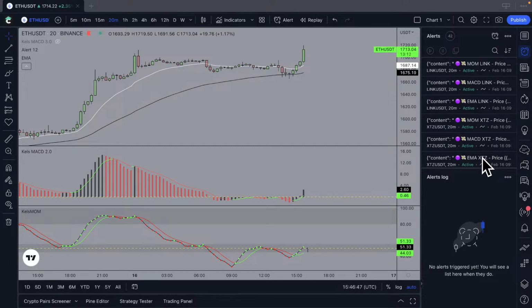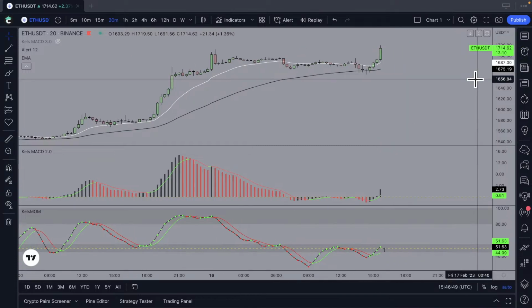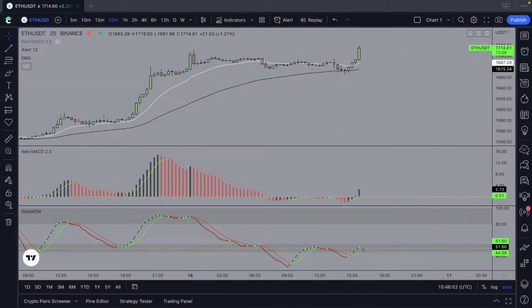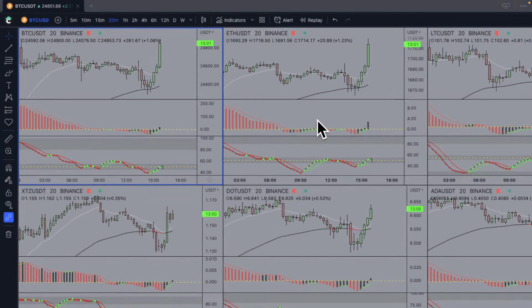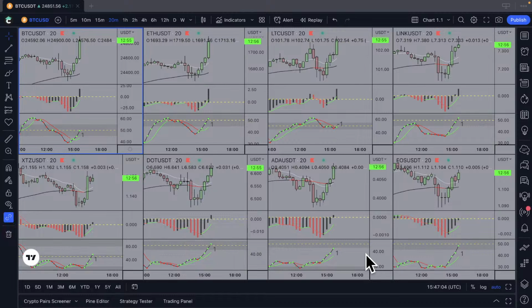We are going to do some live training using our signals, and we will walk step by step through them all. Let me move this over here, so I have both charts over here, so we can monitor the coins that we want to monitor over here. So what we're going to monitor is Bitcoin, Ethereum, Litecoin, Link, XTZ, DOT, ADA, and EOS. So this is going to show you how to live trade.